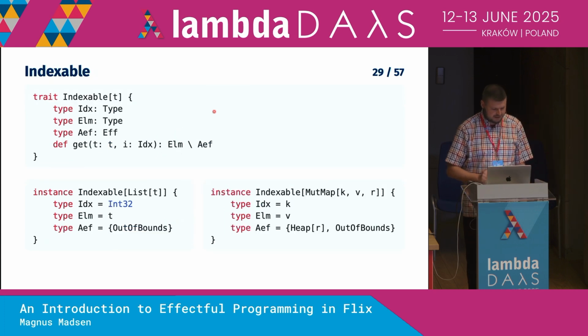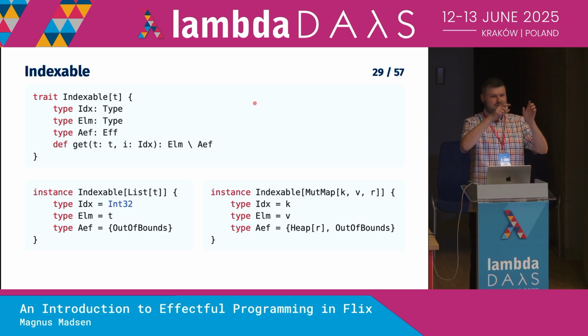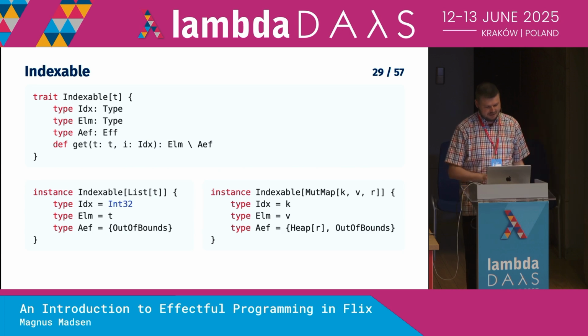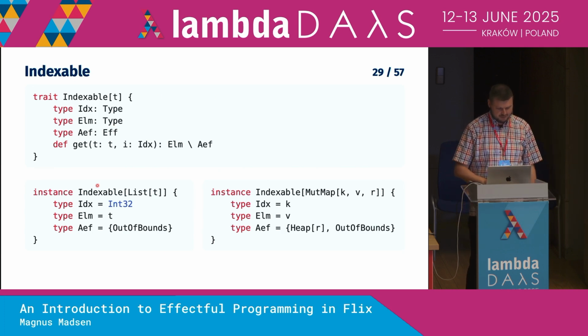I have a more complicated example here to show that, for example, when you're indexing into things, like an array with some index, then both associated types and associated effects come into play. You can index into a list, then the index is a number, you get a T out, and you get maybe an out of bounds exception. You can also index into a mutable map. Then the index is not an integer, but just the key of the map. And then you get both the heap effect and out of bounds if the key doesn't exist. In this case, because we decided not to return an option here.